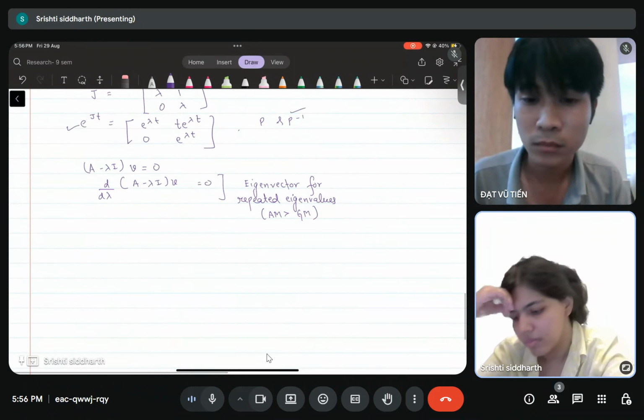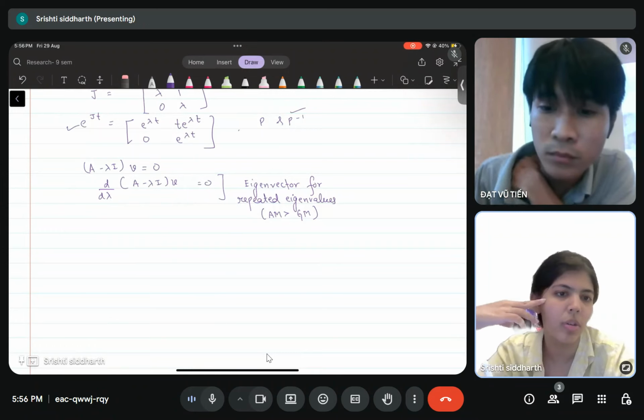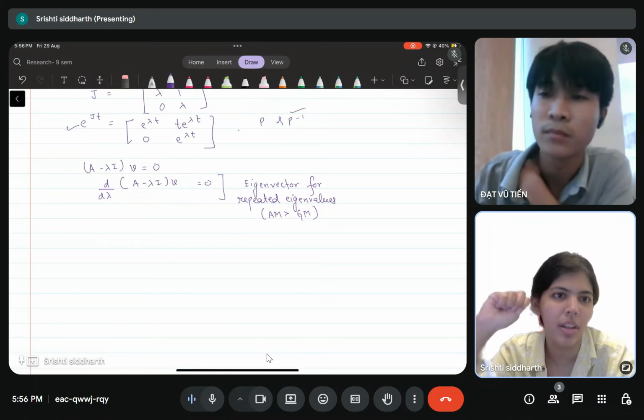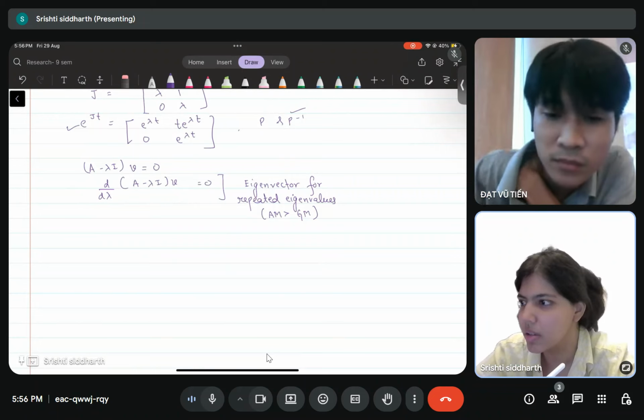I don't know. I think the best way to check would be you could just compare. So for a simple matrix, you can find out the state transition matrix and then check if it comes out. I'm not sure if it does. I have to check that.